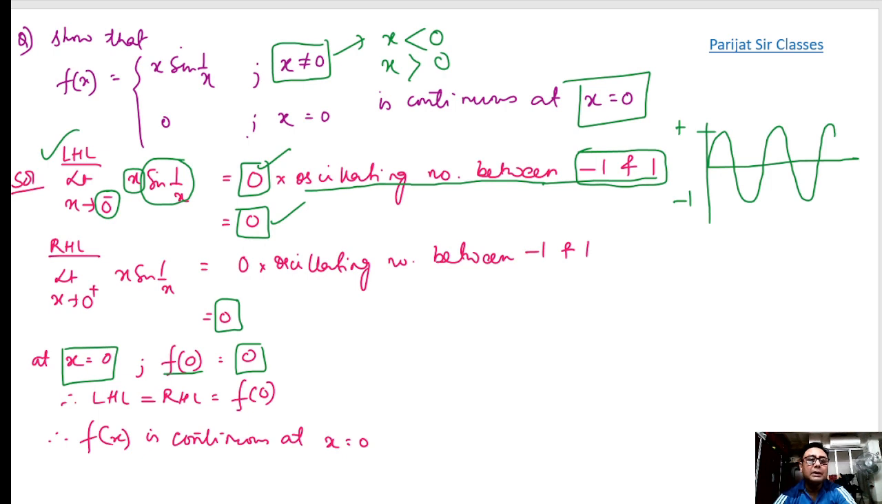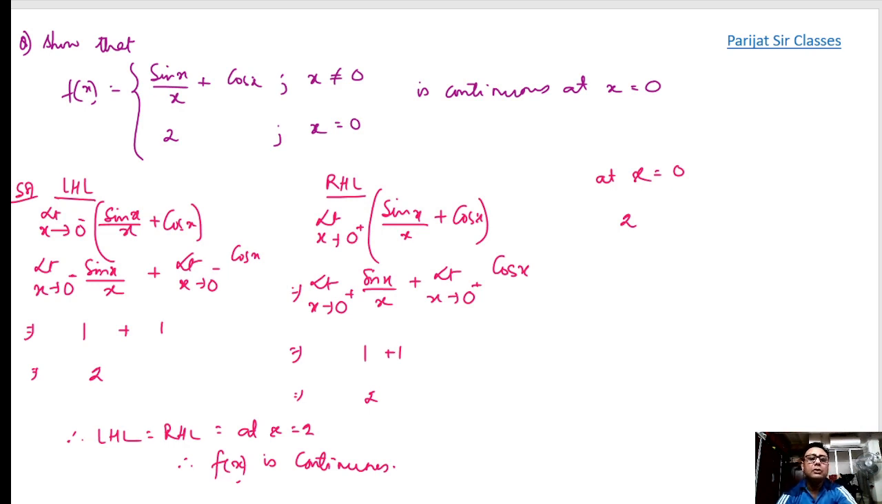So all the three conditions of continuity are satisfied. That means left hand limit is equal to the right hand limit is equal to the value of the function at that point, f(0). All the three values are coming the same. So we can tell that the function is continuous at x equal to 0. Let's see the next.